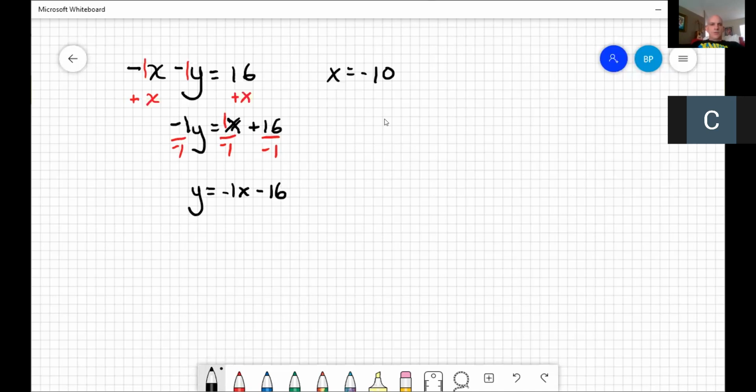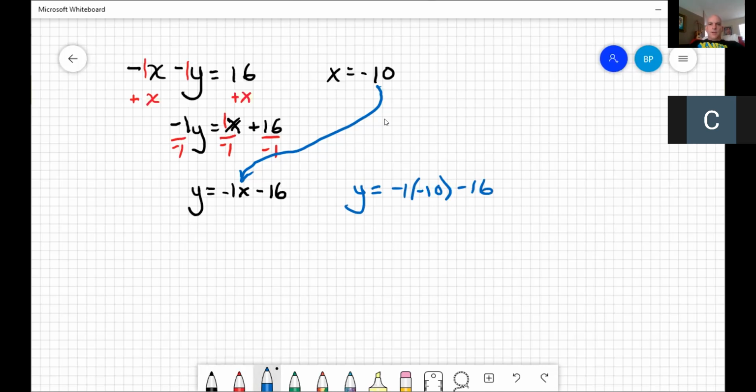Now, on to what we want to actually do here, which is substitute to figure out the other portion of our solution. So y is the other portion of our solution because we already know x. So I'm going to substitute this negative 10 in place of x in this equation to figure out what y is. All right, so as I do that, I'll get y equals negative 1 times x. So if x is going to be negative 10, I'll replace that x with the negative 10 and then minus 16.